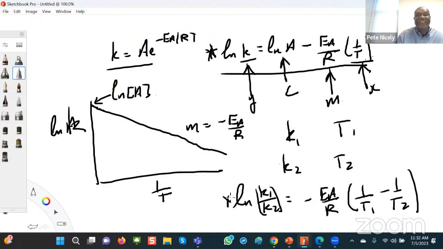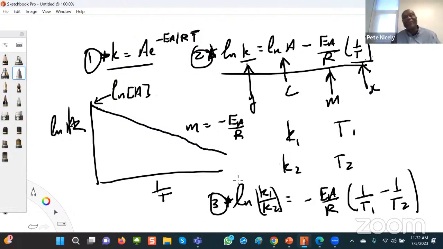So I'm just going to put an asterisk beside the different ways of expressing the relationship between rate constant and temperature. In fact, let me number them. This is one, the first one I mentioned. This one here is number 2. And then this one here is number 3. All right, so these are 3 different ways of relating the rate constants to temperature.